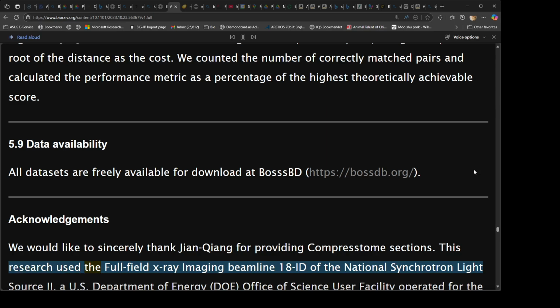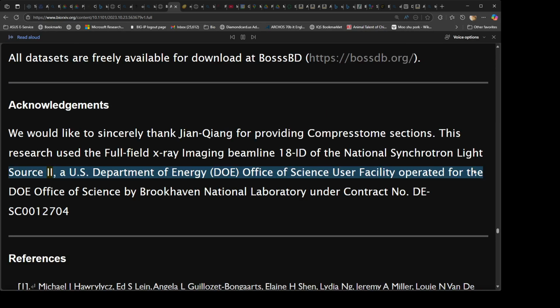Acknowledgements. We would like to sincerely thank Jianchong for providing compressed home sections. This research used the full-field X-ray imaging beamline 18-ID of the National Synchrotron Light Source II, a U.S. Department of Energy, DOE, Office of Science user facility operated for the DOE Office of Science by Brookhaven National Laboratory under contract No. DE-SC0012704.